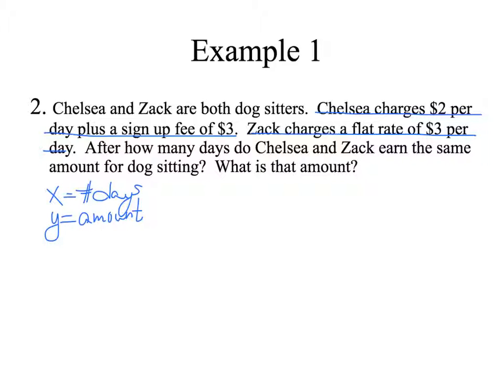And we have two equations in this case. We have an equation for Chelsea, and we have an equation for Zach. Chelsea says that she charges $2 per day. We don't know what day is, so day is X. Plus she charges a flat sign-up fee of $3, and that's going to equal her total amount. Zach, on the other hand, says that he is just $3 per day, and that gives him his total. So now I have my two equations.